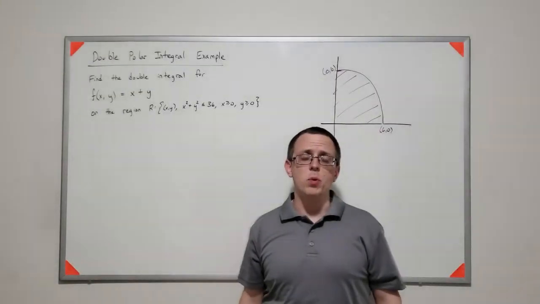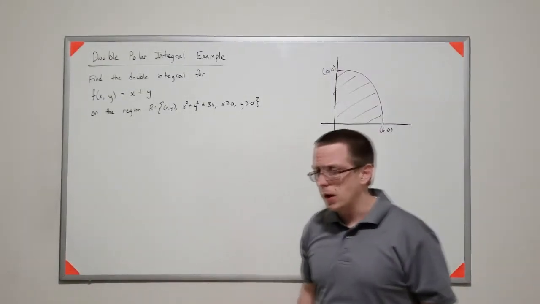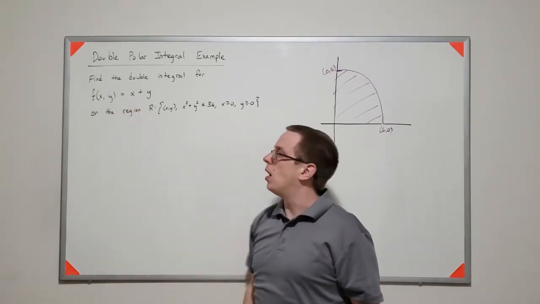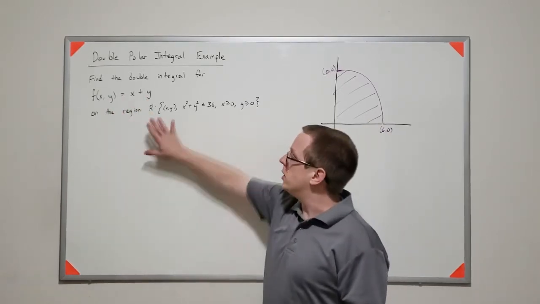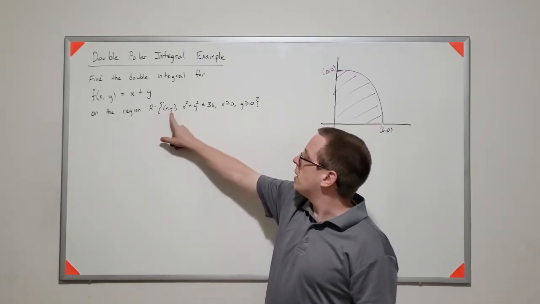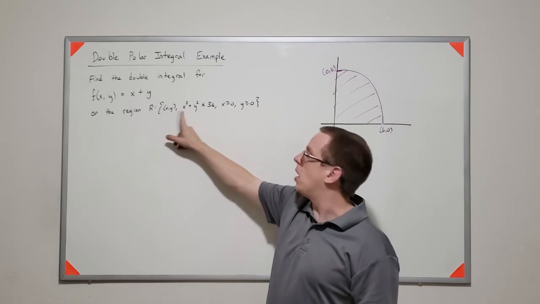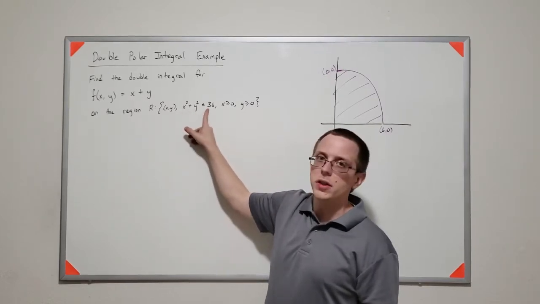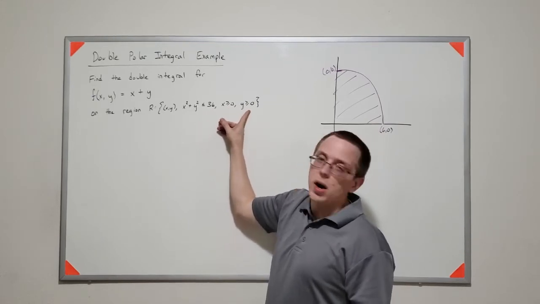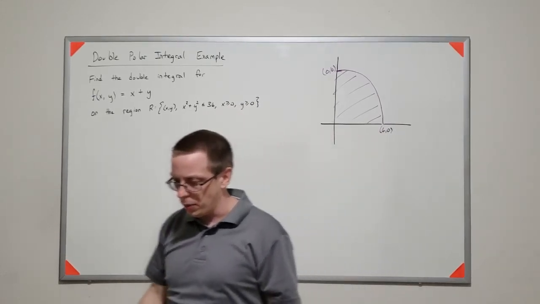Let's compute a sample double polar integral here. I'm given a function, f of x, y equals x plus y. What I'm trying to integrate is on this region R, where all the points x, y satisfy x squared plus y squared is less than 36, x is positive or 0, and y is greater than or equal to 0 as well.